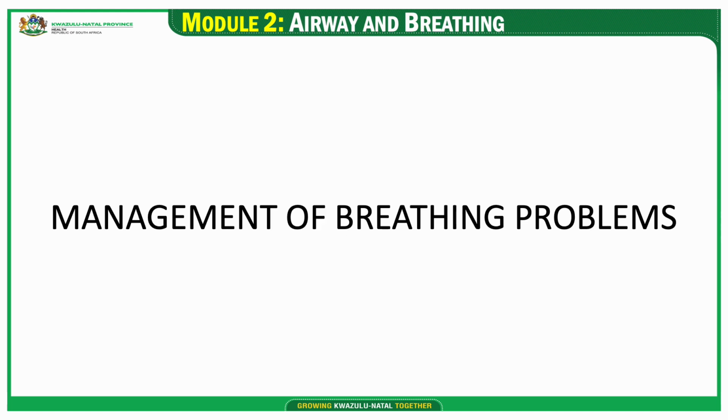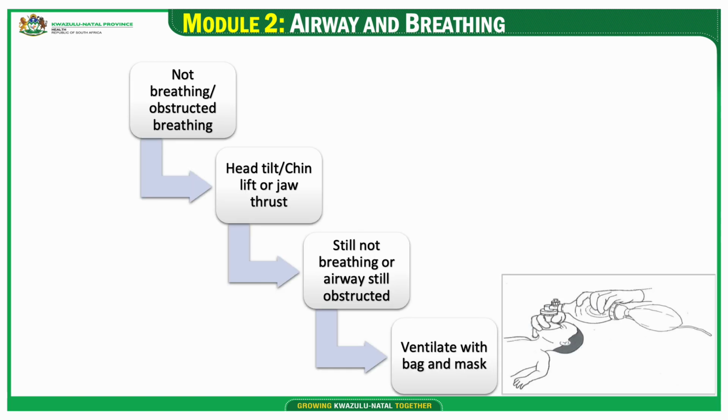Right, now that we've opened the airway, we need to manage any breathing problems. So if the patient is not breathing or has obstructed breathing, you've opened the airway, you've done a head tilt, chin lift if there's no neck trauma, or you've done a jaw thrust if there is neck trauma. You've removed any foreign bodies, you've suctioned the airways, but the patient is still not breathing. That patient needs to be assisted with breathing, and we're going to assist this patient using a bag and mask.